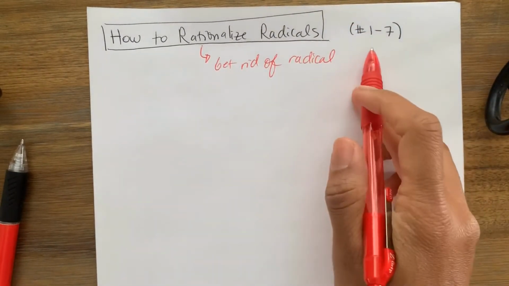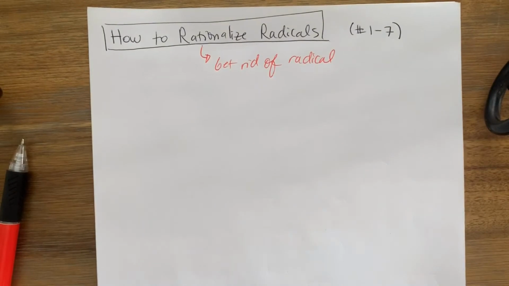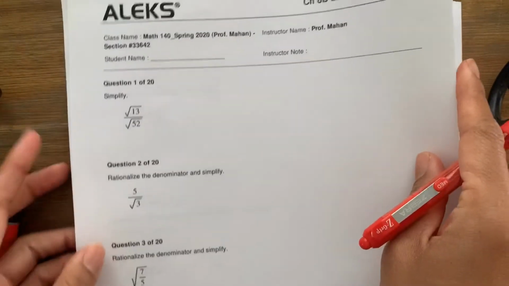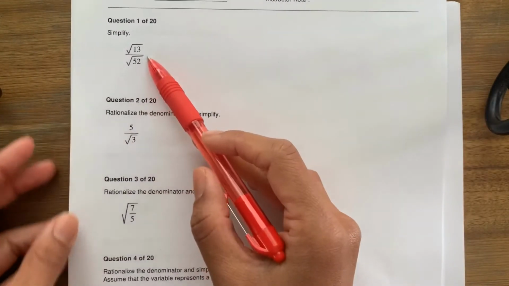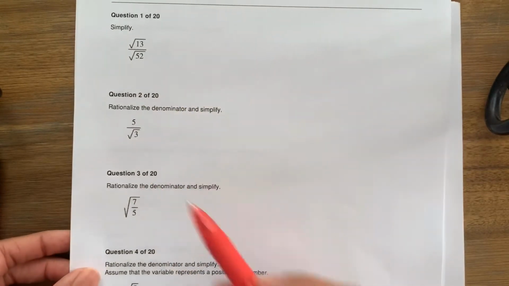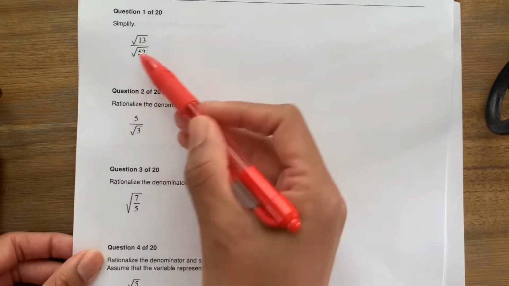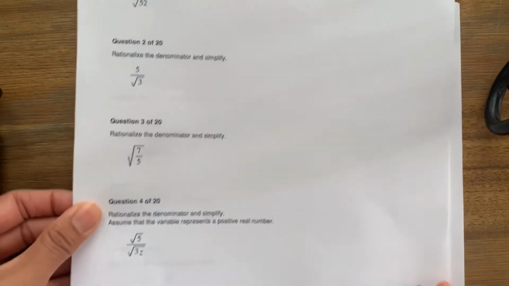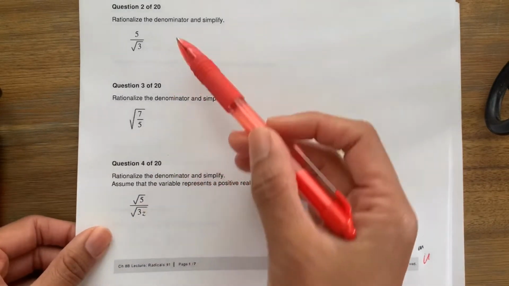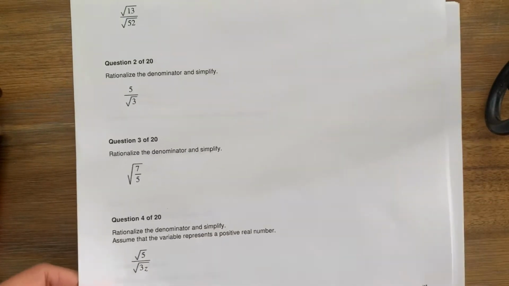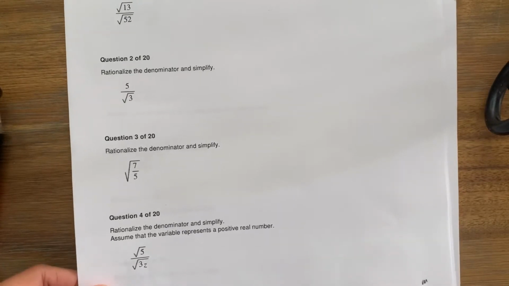So if we look at topics number 1 to 7 in your worksheet, you have all these radicals in terms of fractions. And when we talk about fractions, we think of it as division, right? Because fractions are like division. We've learned how to add, subtract, and multiply fractions, but how do you divide fractions?